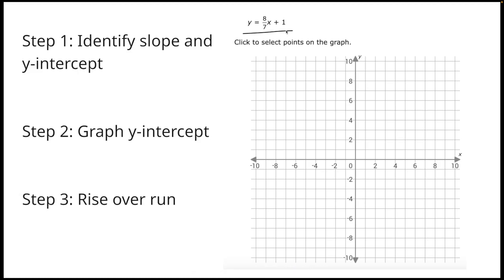And so again, we've already talked about slope-intercept form. So step one is to identify the slope and y-intercept. We should be able to look at that and say, okay, the slope is 8/7. The y-intercept is +1. That should be pretty easy at this point.